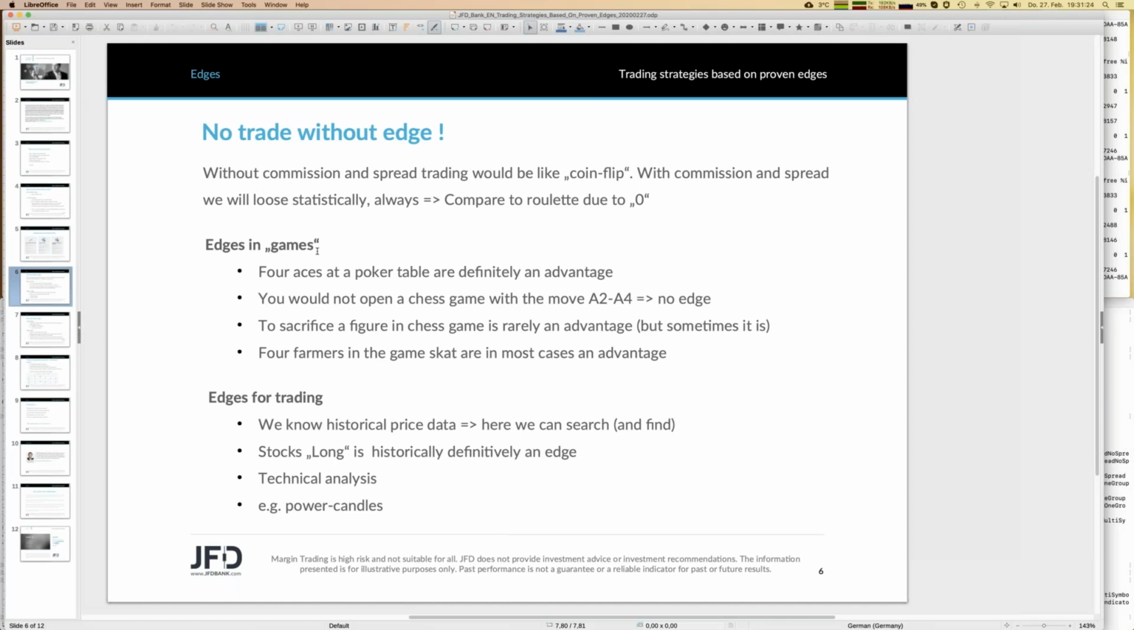The good thing about edges for trading is that we know historical price data. And since we know the historical price data, we can play around in those historical data in order to find edges.